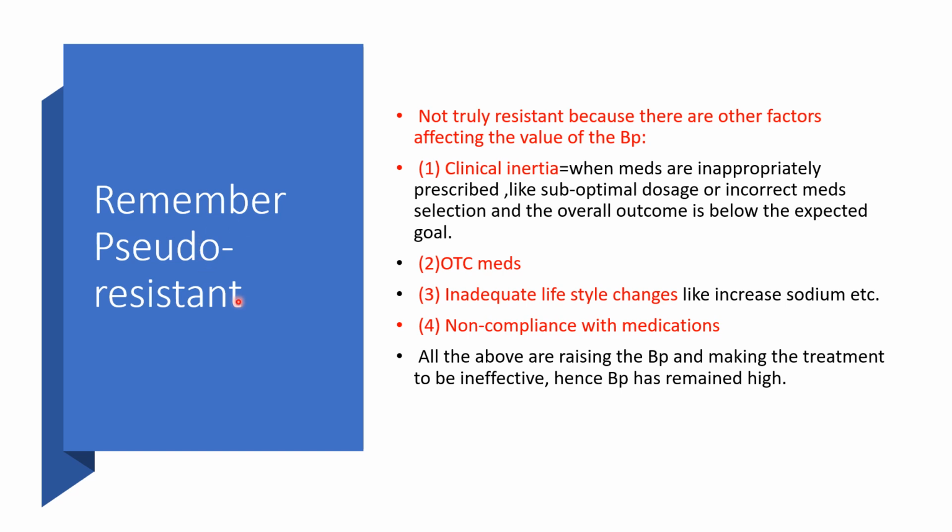Now, remember pseudo-resistant conditions, meaning this is not truly resistant hypertension per se, because there are other confounding factors affecting the value of the blood pressure. One, clinical inertia. What we are dealing with now is that we want to find out that this is not because the BP is resisting the interventions, it's because some things are actually wrong. When medications are inappropriately prescribed, like suboptimal dosage, or incorrect medications have been selected, then the overall outcome will be below the expected goal, and we think it is resistant hypertension.